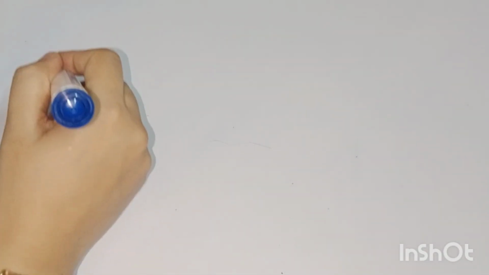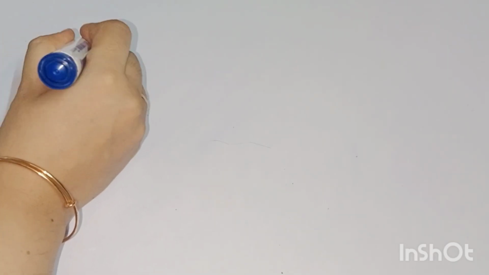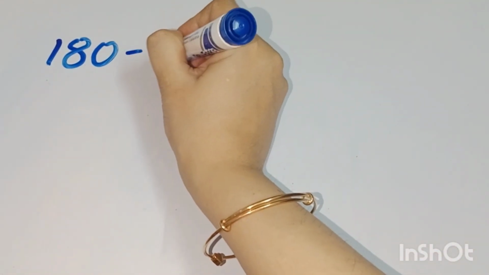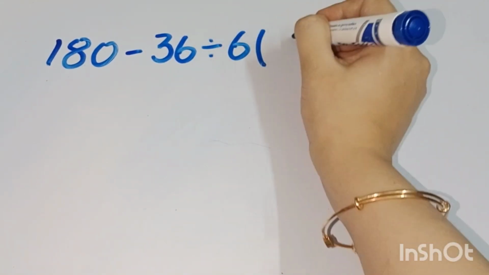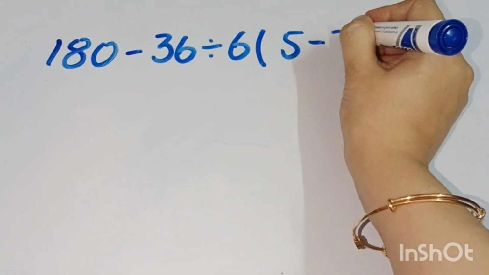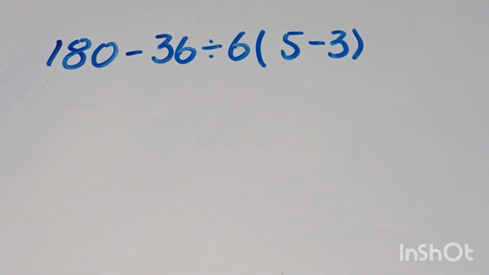Here we have 180 minus (36 divided by 6) multiply (5 minus 3). Isn't it a very easy and interesting puzzle?